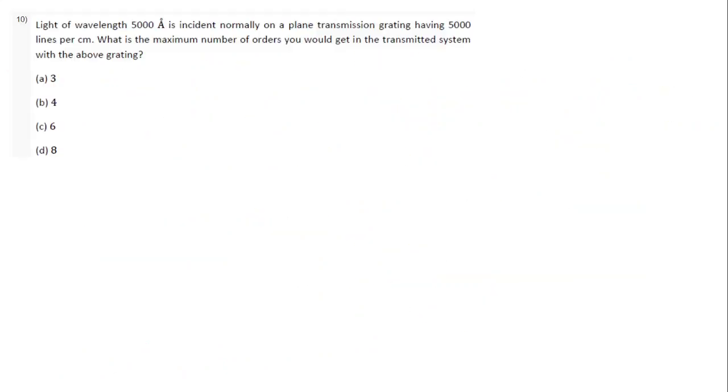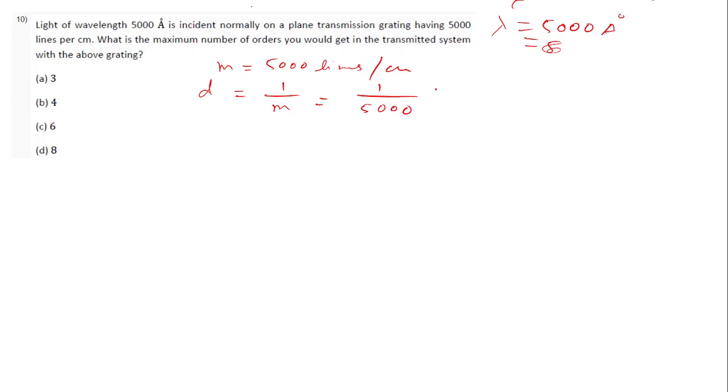Okay, now last question, question number 10. Here the light of wavelength we are using is 5000 angstrom. The transmission grating has 5000 lines per centimeter. That means d will be 1 over N, that is 1 over 5000 centimeter. What is the maximum number of orders you would get in the transmitted system with the above grating?